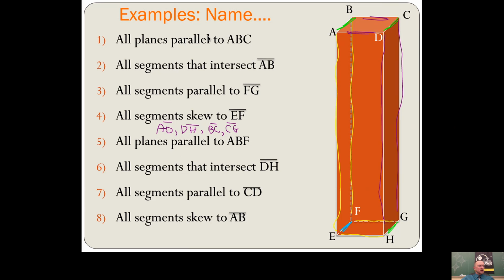So that's planes that are parallel to a certain plane, segments that intersect other segments, segments that are parallel to other segments, segments that are skewed to other segments.